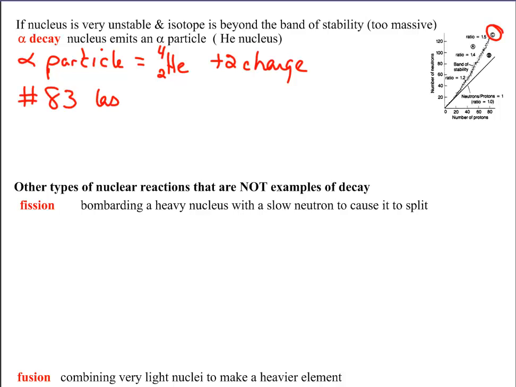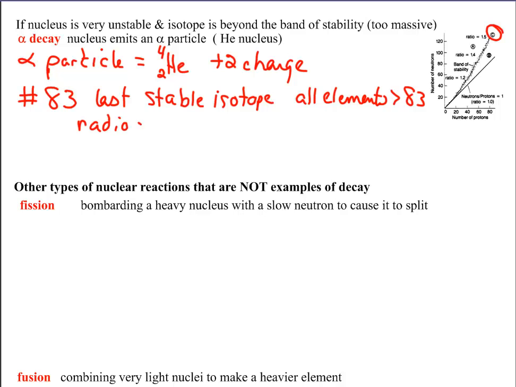It turns out that elements above number 83 are all radioactive. Element 83 is the last element that has stable isotopes. Anything higher than 83 is a radioactive isotope, which means all of them are unstable, all of them are going to want to go through radioactive decay, and the preferred method for these large isotopes is alpha decay.